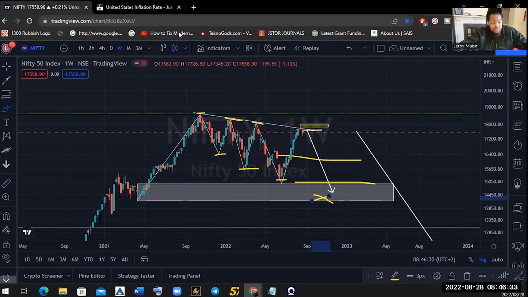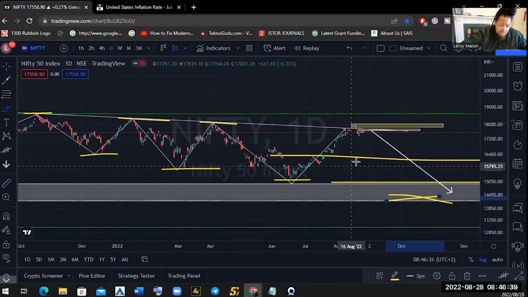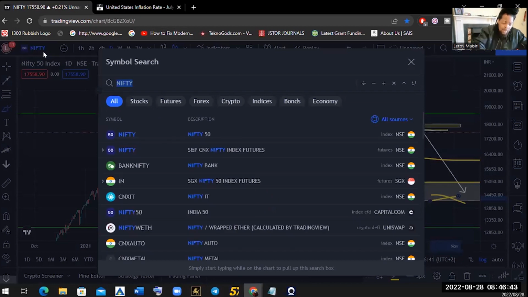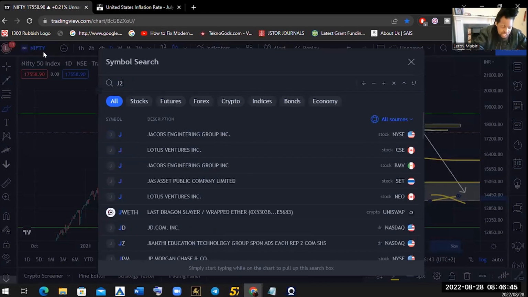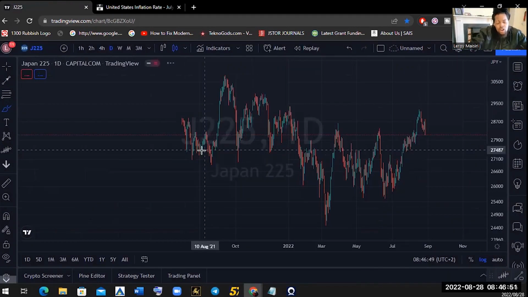All right, so that's Nifty 50. It's not a proper signal. I'm just letting you know that I'm starting to get very interested in this market as my little brother settles all the way there in India. What I am interested in, however, is the J225, the Nikkei, the Japanese index. Just so you know, guys, this thing correlates a lot with the Nasdaq.